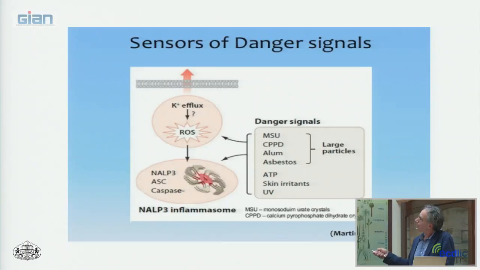So the nature of the innate responses that lead to the secretion of the active form of IL-1 has been such a huge part of immunology research over the past decade. The sensors of danger signals clearly do sense the pathogen's cells, but again, these are cytosolic sensors, and it's thought that as a consequence of infection in cells, there can be efflux of potassium. That's sufficient to activate these inflammasomes. Other danger signals are large particles and UV and skin irritants, ATP. So it is still really a very active field of research, the nature of these signals that activate the inflammasome.